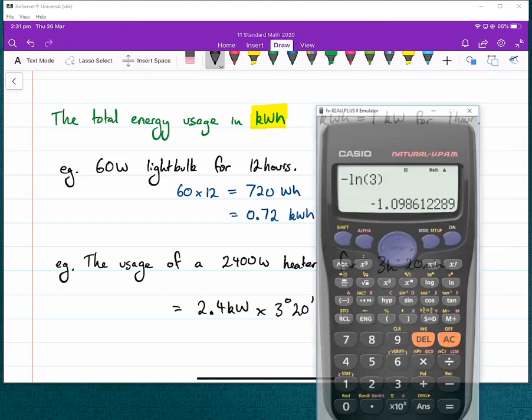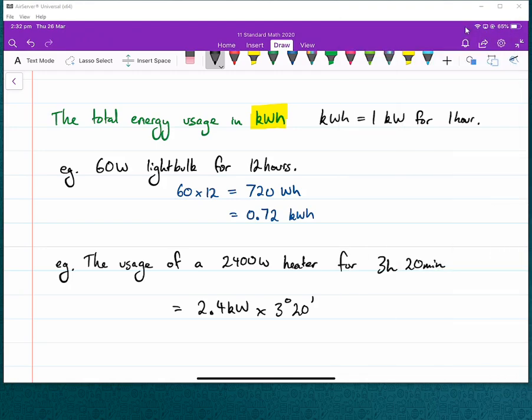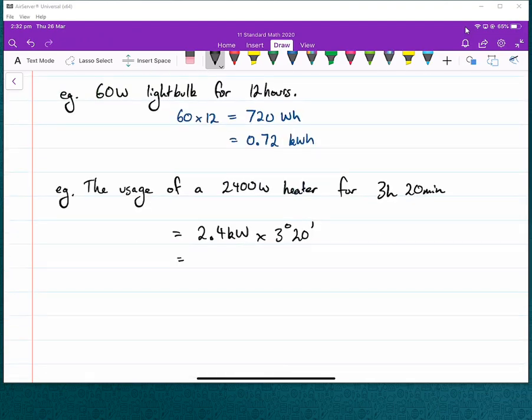Okay, so my calculator will be 2.4 times 3 hours 20 minutes. Okay, so that's going to use 8 kilowatt hours. So 2.4 times 3 point whatever it was, we use 8 kilowatt hours.